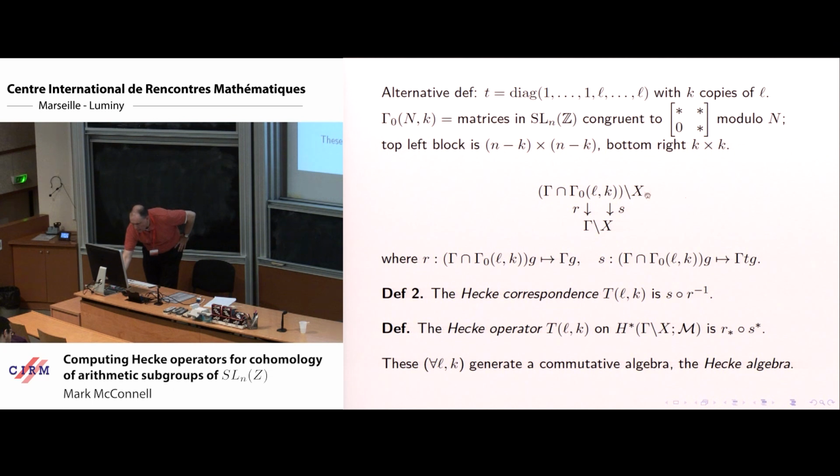A standard way of defining Hecke operators is you consider X mod Gamma, and above it you consider X mod the intersection of Gamma with Gamma naught of L, K. You have to worry about whether Gamma itself might have a level divisible by L or not, but this definition should work in either case. So I've got these two spaces, and I have two maps between them. The first map, R, is simply map the coset of G down to the coset of G. The second map, S, is map the coset of G down to the coset of TG for this T. And it's a nice exercise to show that S is actually well defined.